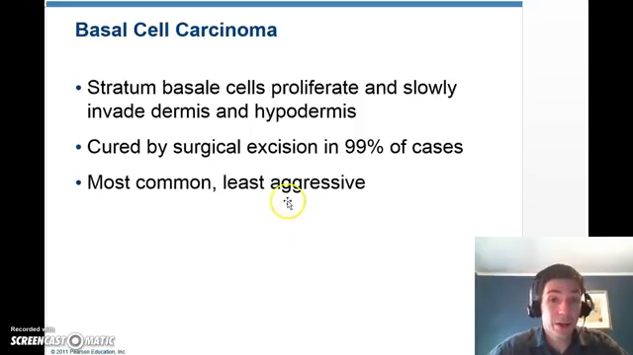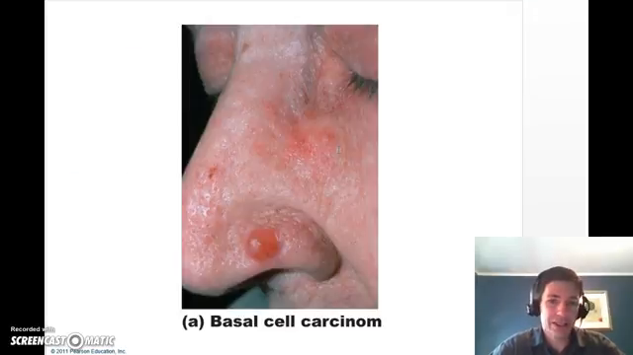So we're starting with the least aggressive form of skin cancer called basal cell carcinoma, which originates in the stratum basale. So the cells whose job it is to divide all the time divide too much, and you get these basal cell tumors, which, as this says right here, they can surgically remove, and 99% of the time there's no problem. So they stay as a tightly packed ball that is then easily removed, and that is a basal cell carcinoma right there.